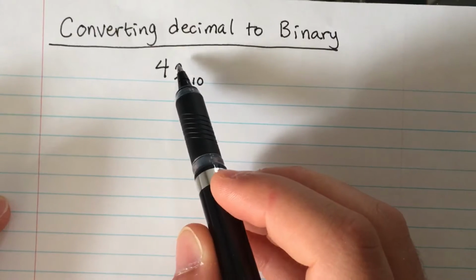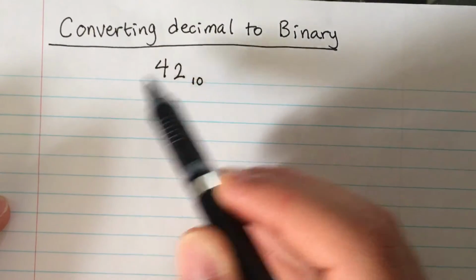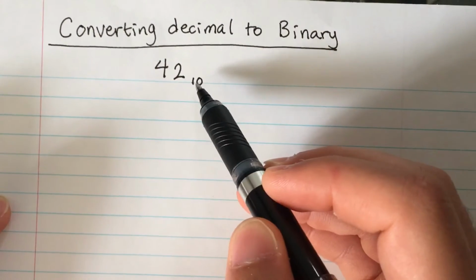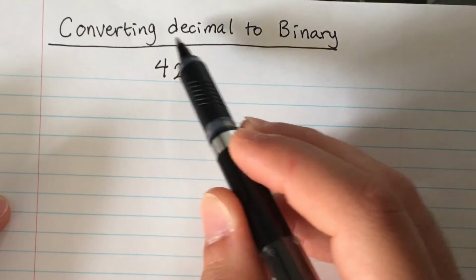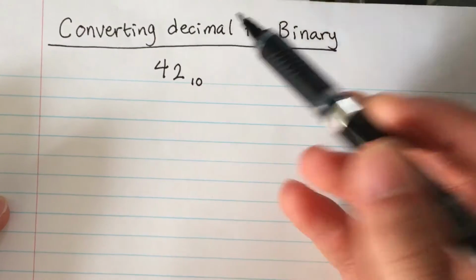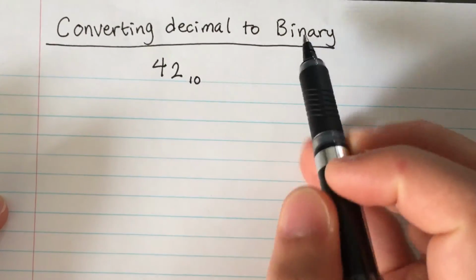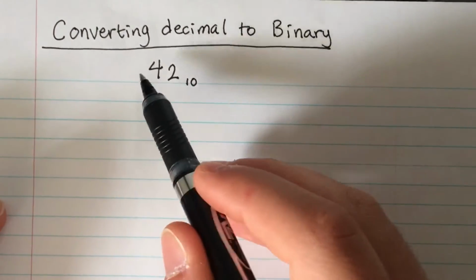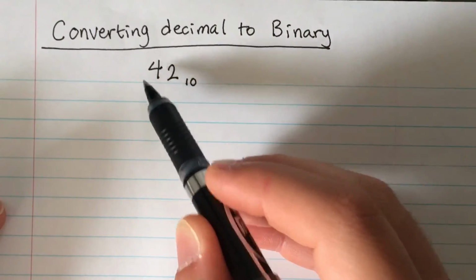Notice that it's pretty much a whole number. It's not a fraction. I'm going to do another video on converting a decimal that's in fraction form, like 42.3 or 42 point something, and then convert that to binary. But first, let's just deal with the whole number form.